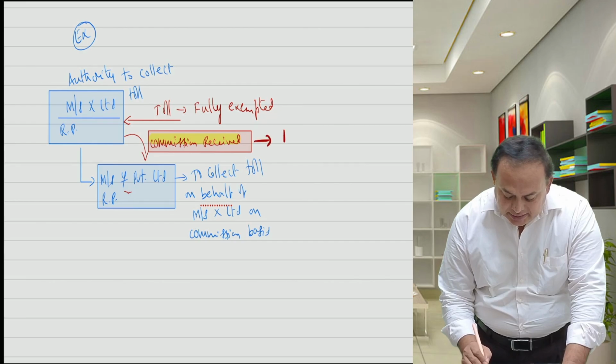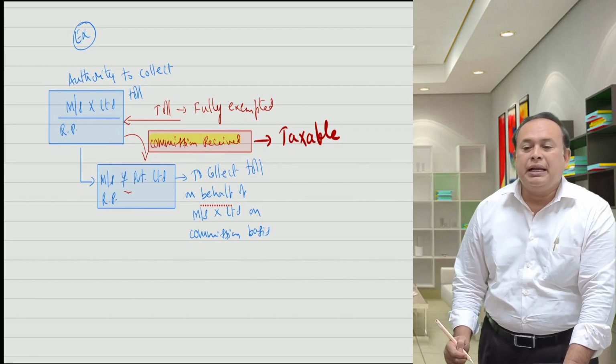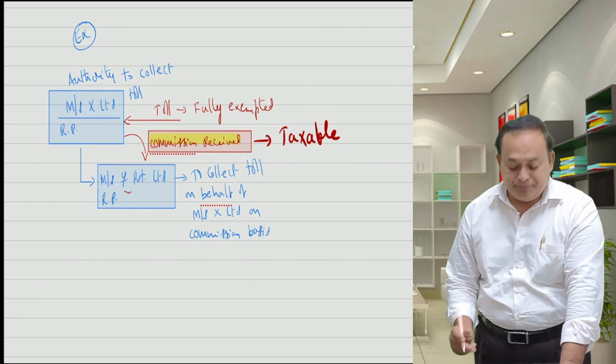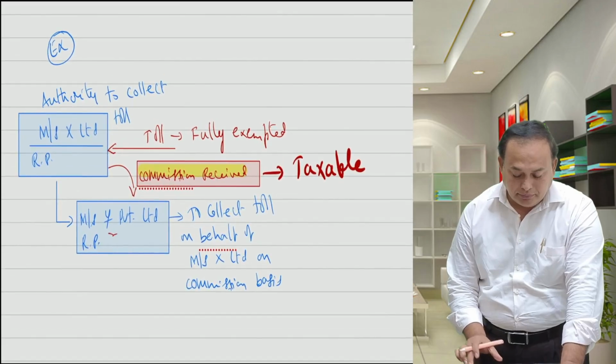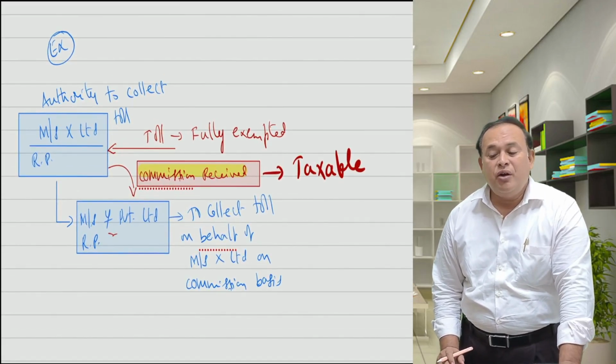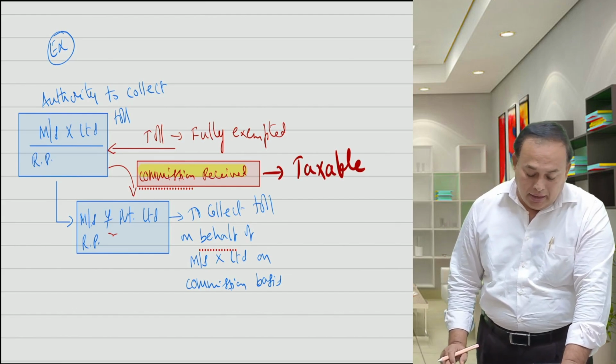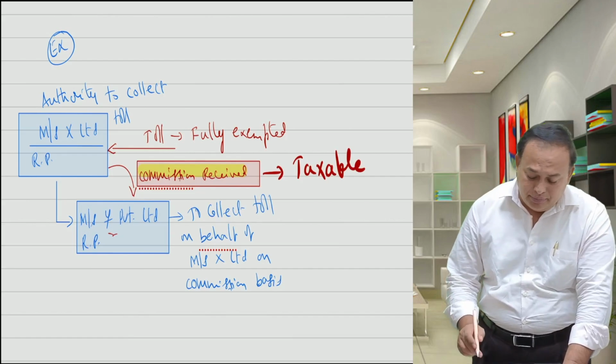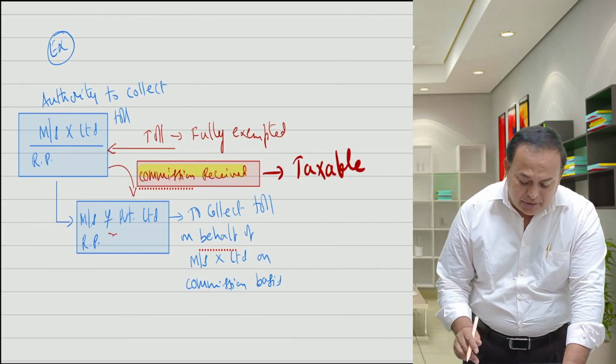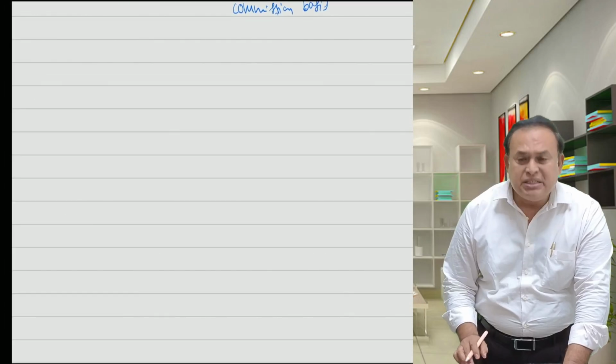This is taxable, as per the clarification given by the CBIC. Commission is taxable in the hands of Y Private Limited. At the same time, there is an exemption which is withdrawn now.